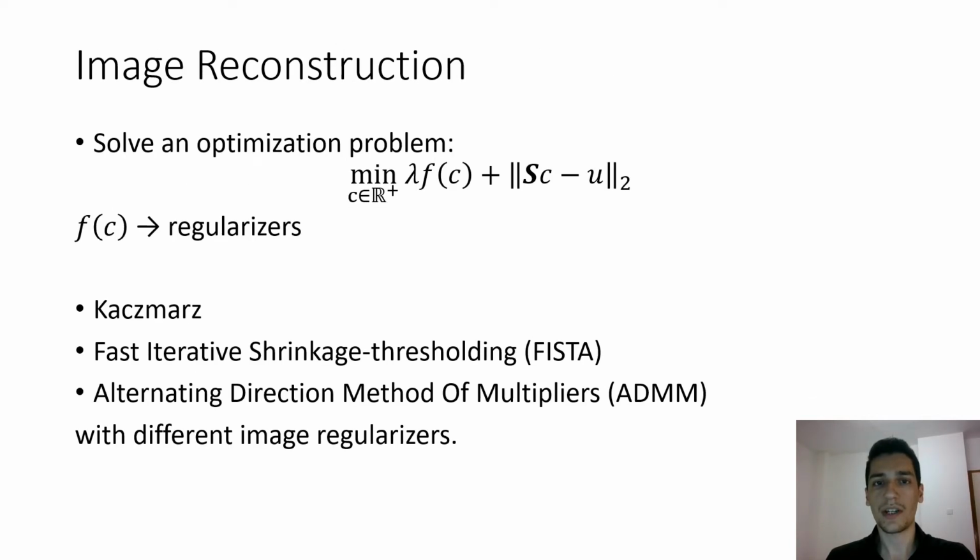To reconstruct an MPI image, we need to solve this optimization problem. Here, we minimize image regularizers with a data fidelity term which provides consistency with the system matrix and measurement. In this project, we implemented three popular convex optimization problem solvers: Kaczmarz, also known as algebraic reconstruction technique, fast iterative shrinkage thresholding, in short FISTA, and alternating direction method of multipliers, in short ADMM. We tried different regularization functions within these methods.